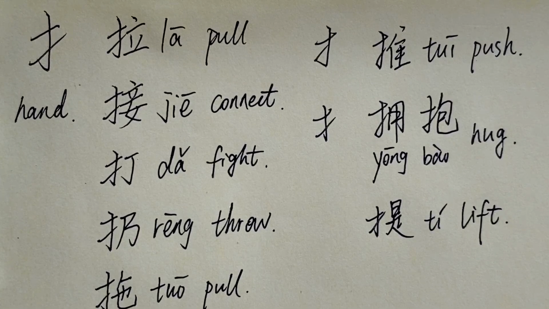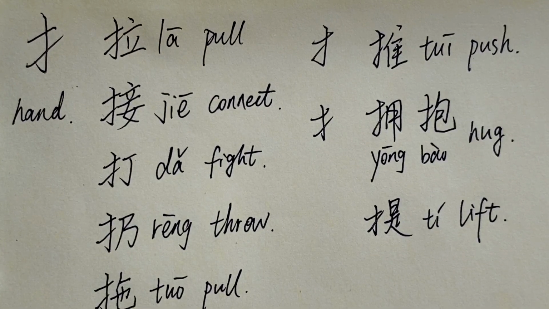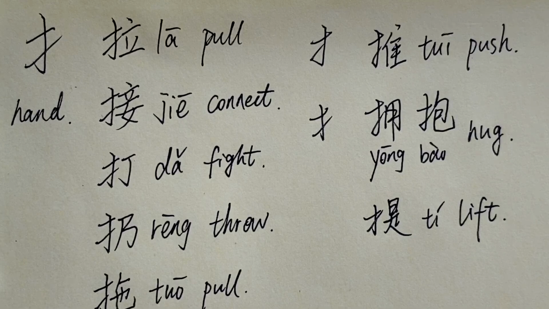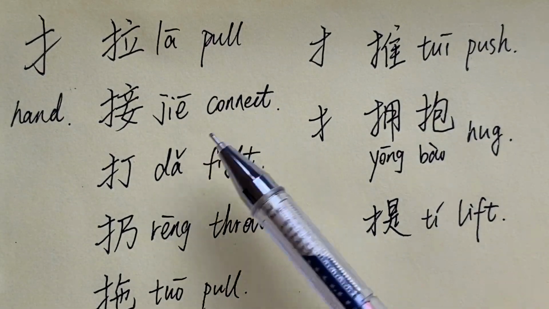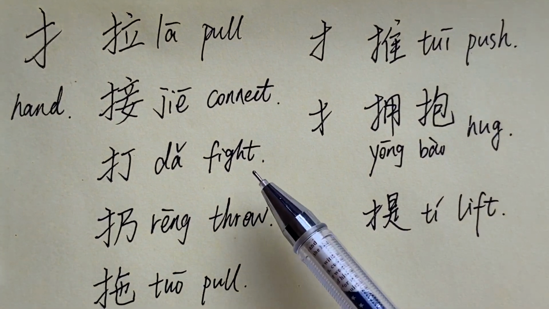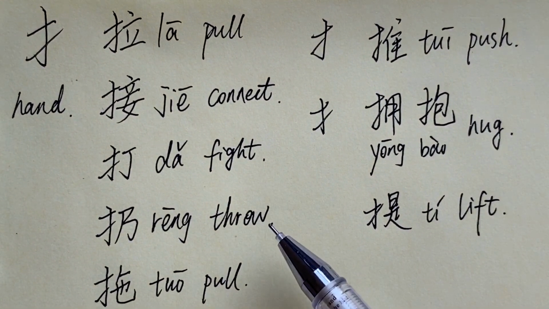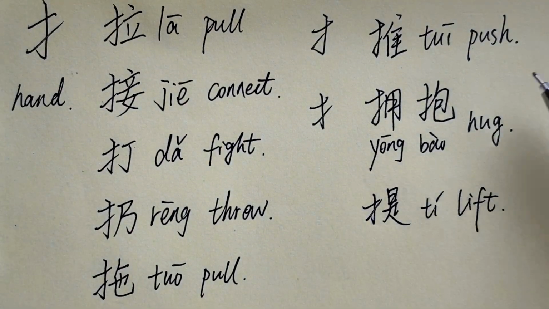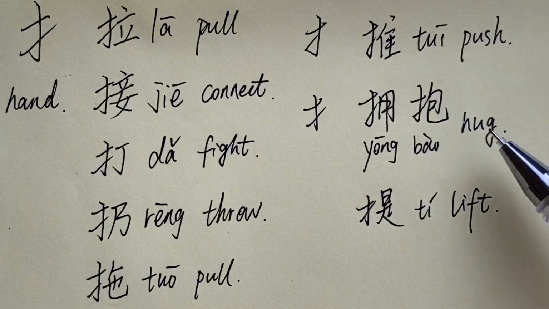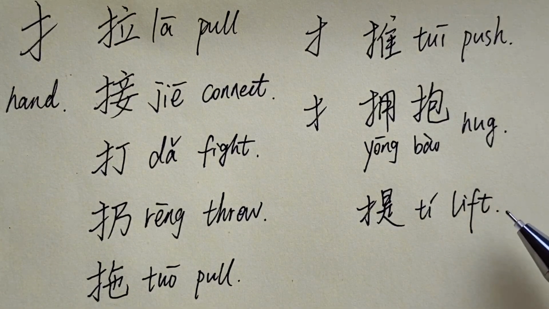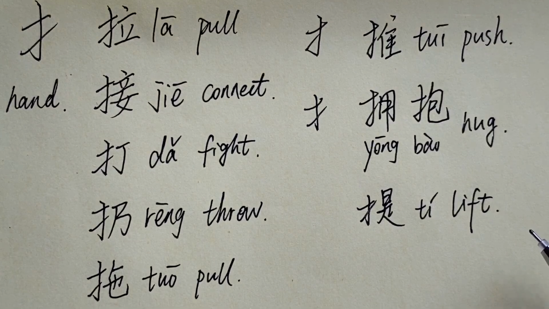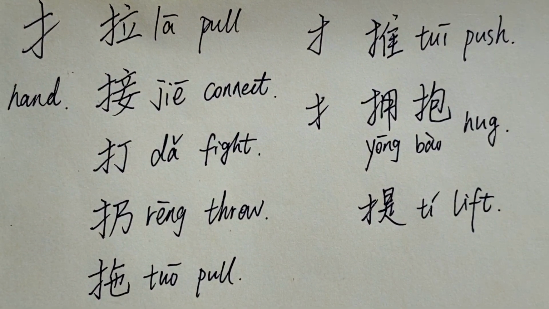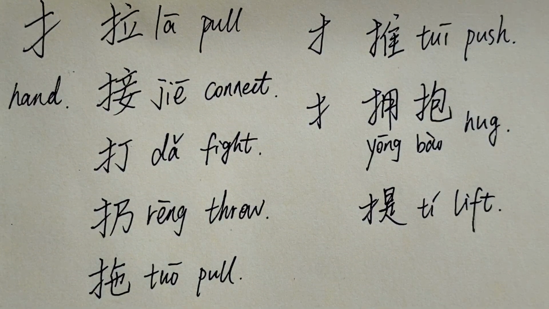提手旁: hand or the movement of the hand related. 拉 pull, 接 connect, 打 fight, 扔 throw, 拖 pull, 推 push, 拥抱 hug, 提 lift. Please comment any other words or sentences with the radical 提手旁.